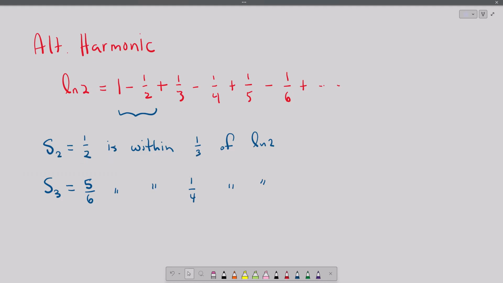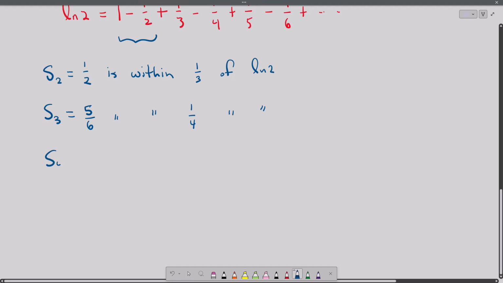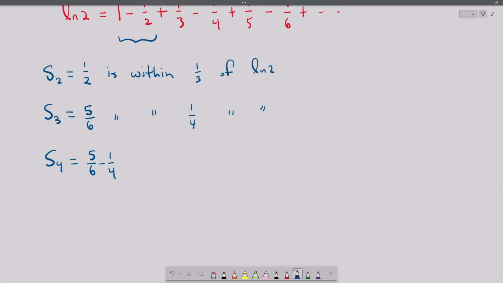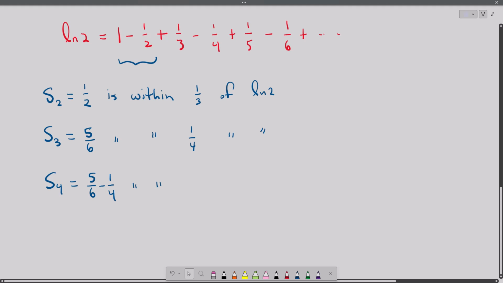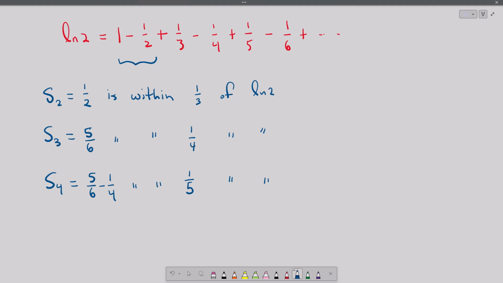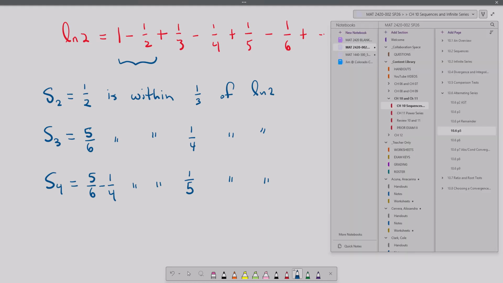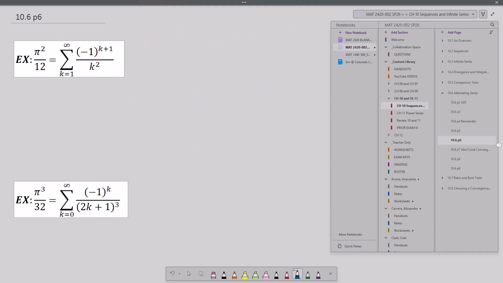So if we went to S sub 4, I'm not going to add it up, but this is going to be 5 over 6 minus 1 over 4, whatever that happens to be. That's going to be within how much of natural log of 2? 1/5, exactly. So the first unused term gives you the error on adding everything in front of it, the terms that lead up to it. Add all those up, and you'll be within that unused term value of whatever your error is. So not too crazy.